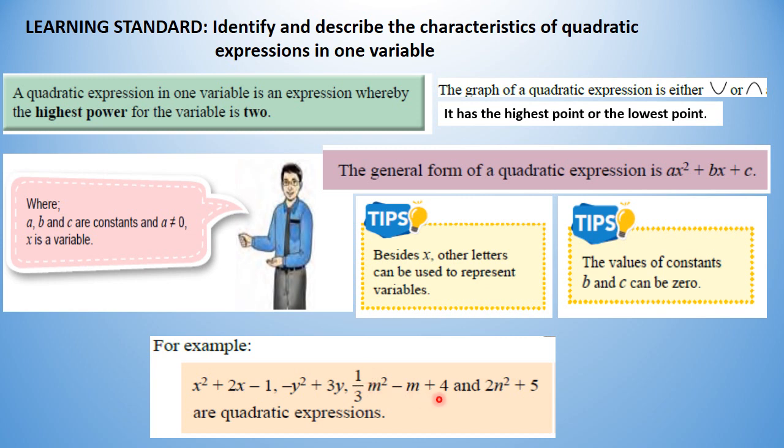The third one, 1 over 3 m squared minus m plus 4. a equal to 1 over 3, b equal to negative 1, c equal to positive 4. 2n squared plus 5. a equal to 2, b here is 0, and then c equal to positive 5.